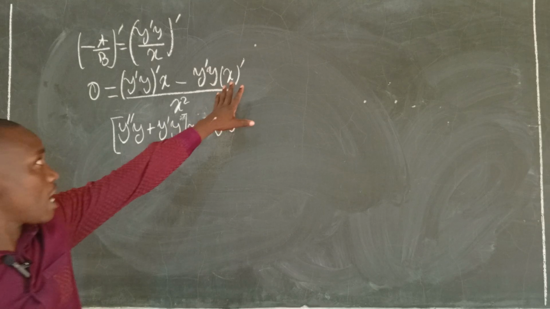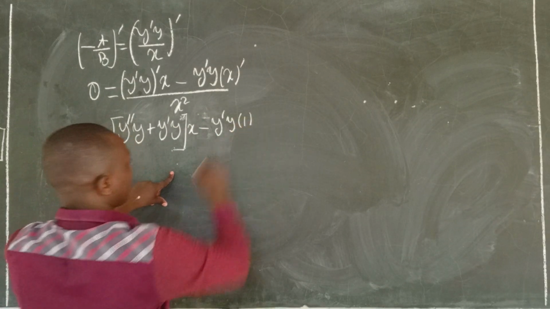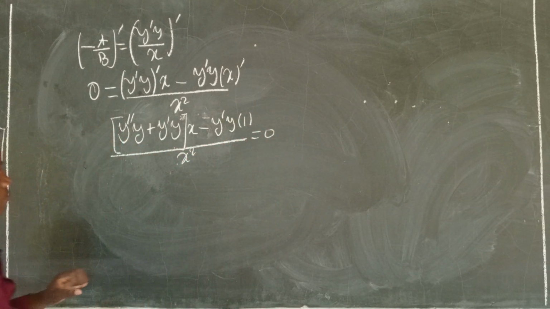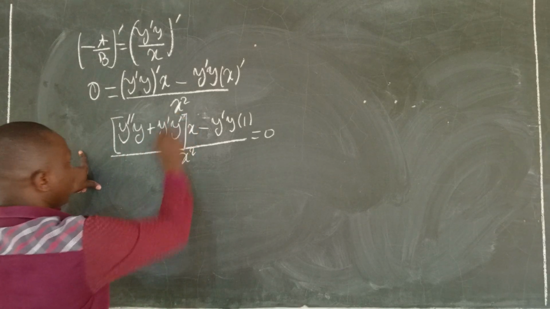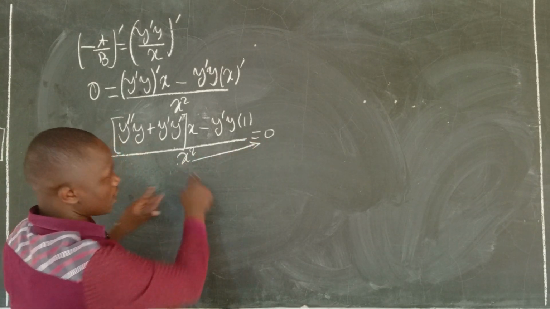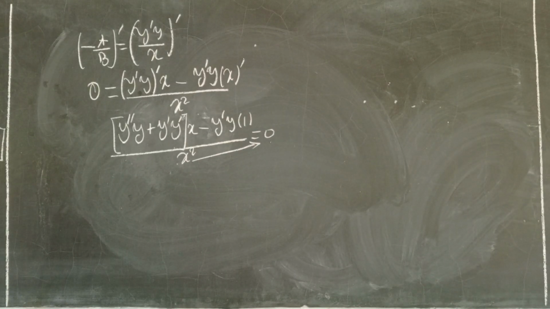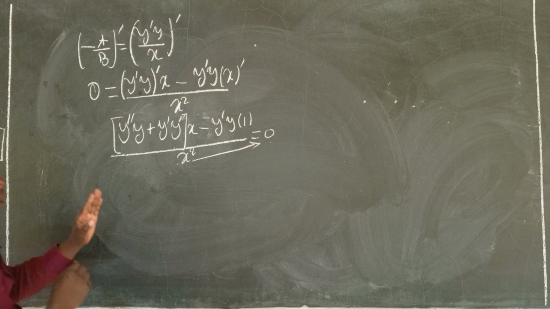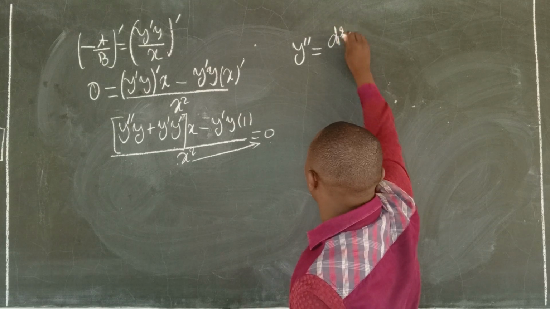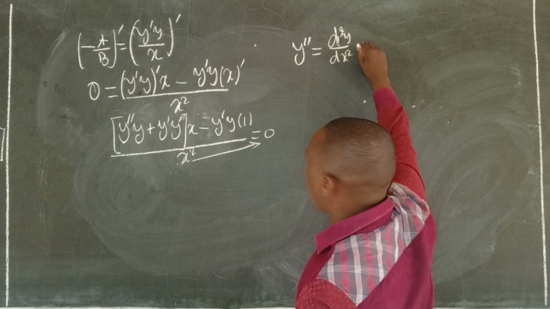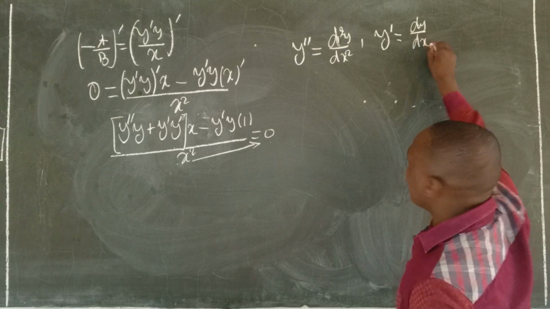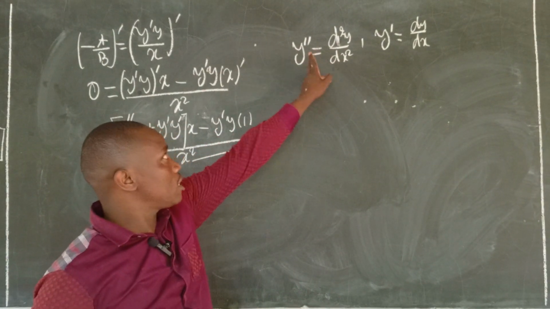Remember, the derivative of x is 1. Here we multiply by 1 and divide by x². This is 0. By cross multiplication, we will multiply x² and 0 to get 0. What do we have here? Look, I want you to look. The second derivative of y can be written as d²y/dx², while the first derivative can be written as dy/dx. We are going to use this instead of using this.